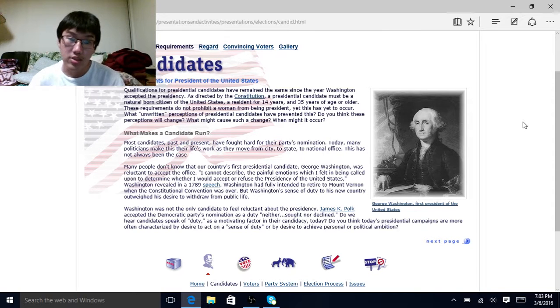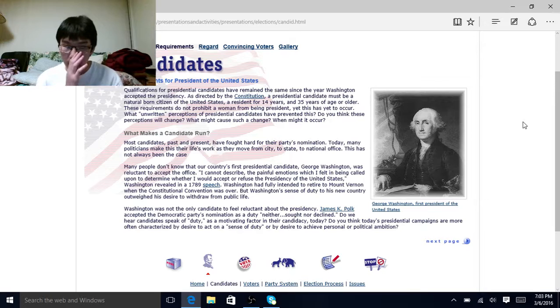Qualifications for presidential candidates have remained the same since the year Washington accepted the presidency. As directed by the Constitution, a presidential candidate must be a natural-born citizen of the United States, a resident for 14 years, and 35 years of age or older. These requirements do not prohibit a woman from being president, yet this has yet to occur. What unwritten perceptions of presidential candidates have prevented this? Do you think these perceptions will change?